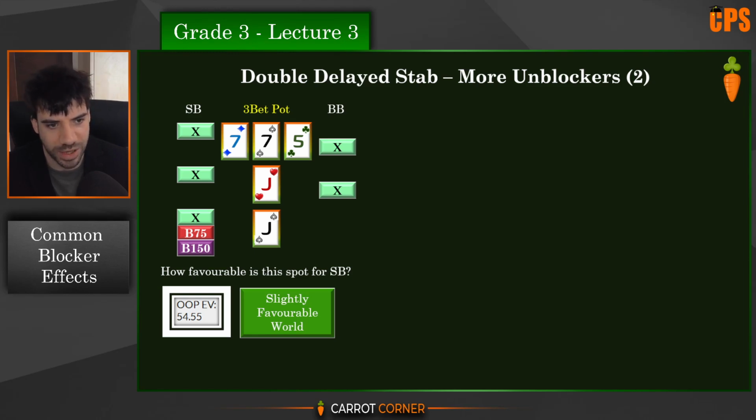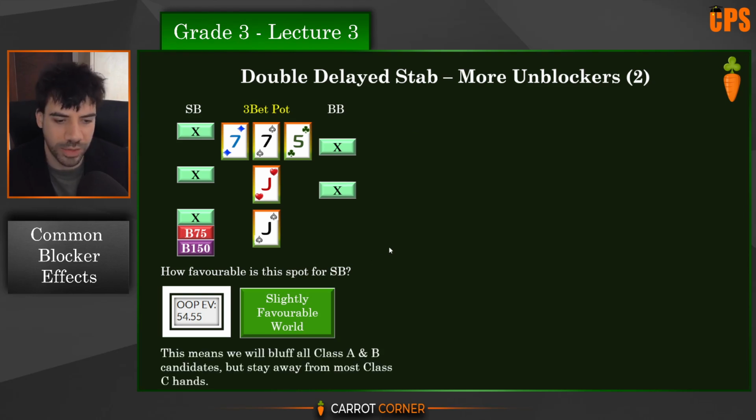The reason ace-x has become stronger here is that it's basically just surviving on a bricky texture that's hard to hit, that's not being outdrawn by numerous lower unpaired cards, because there are very few unique cards for unpaired hands to hit here in this texture. This means that we will bluff, being in a slightly favorable world, all of our Class A hands. These are ones with Y-1 factor for unblocking folds. We're going to be unblocking a lot of folds with Class A.